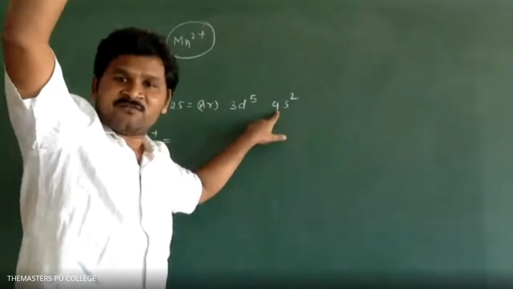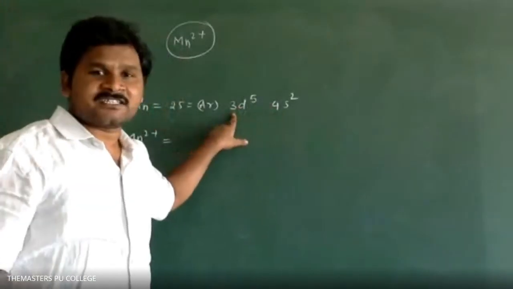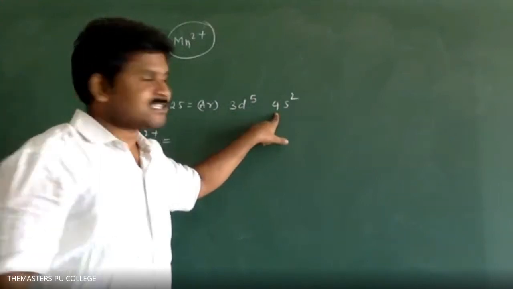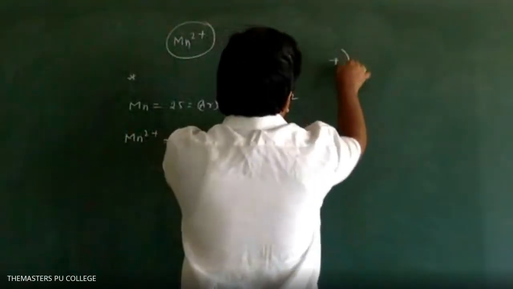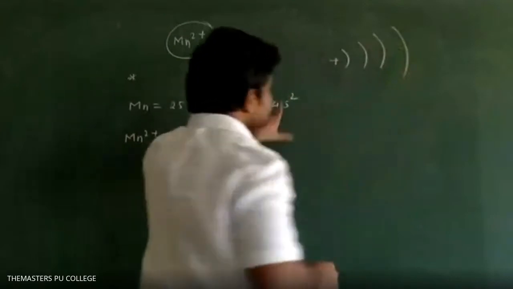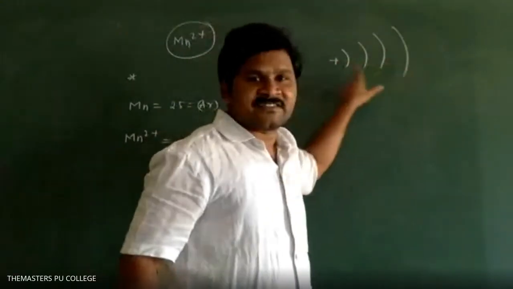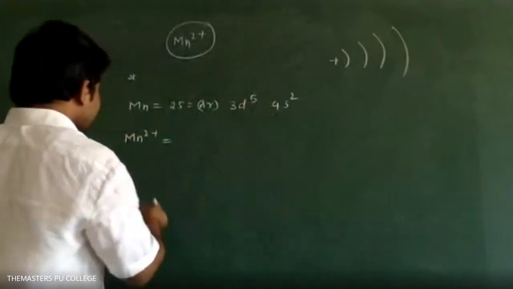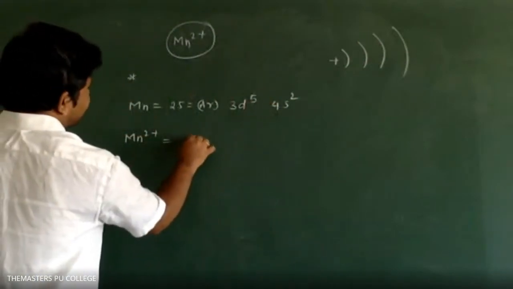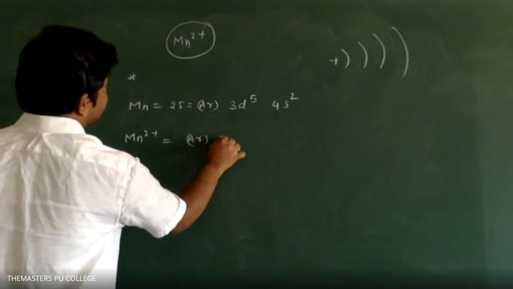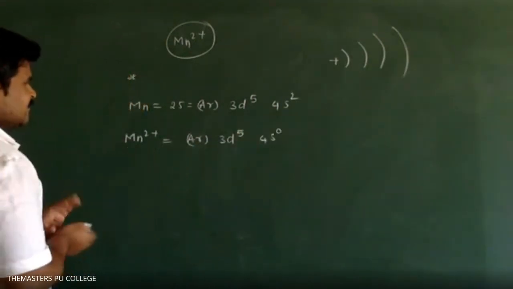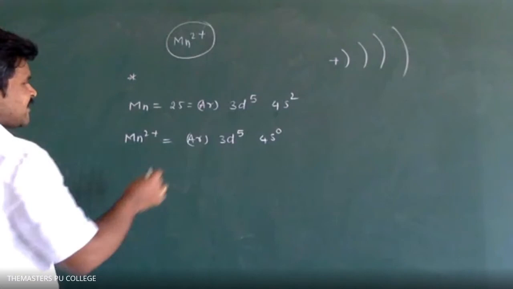The 3d is present in the third shell. The fourth shell is far away from the nucleus, so attraction is very less with the nucleus. That's why we can easily remove the 2 electrons. So you will get Mn2+ as argon 3d5 4s0. 3d5 means how will you write it?